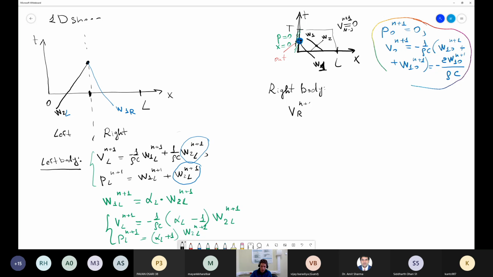We can write that v right at the n plus 1 is equal to minus 1 divided by rho C W1 right at the next time layer plus 1 divided by rho C W2 right n plus 1, and the same for the pressure is equal to W1 right at the next time moment plus W2 right at the n plus 1. It's my fault, this should be subscript 1. Great. Let's look. We can calculate W1 right. This value and this value.